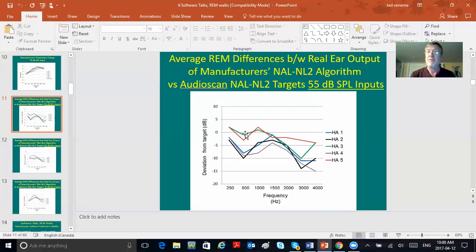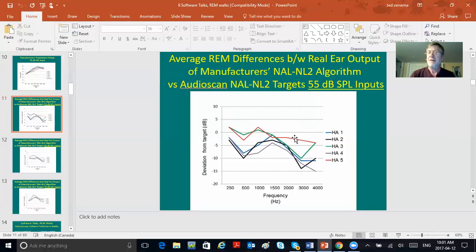NAL2 is not on this picture. This picture is showing you how much the 5 hearing aid companies deviated from NAL2. You can see that these 2, the red and green, didn't deviate much. They stuck to NAL2. They behaved themselves. But the black and the purple and the blue, those 3 manufacturers really did give less output. And then as you got to the high frequencies, most of them deviated, whereas the red one stuck pretty close to NAL2. It didn't deviate by much.